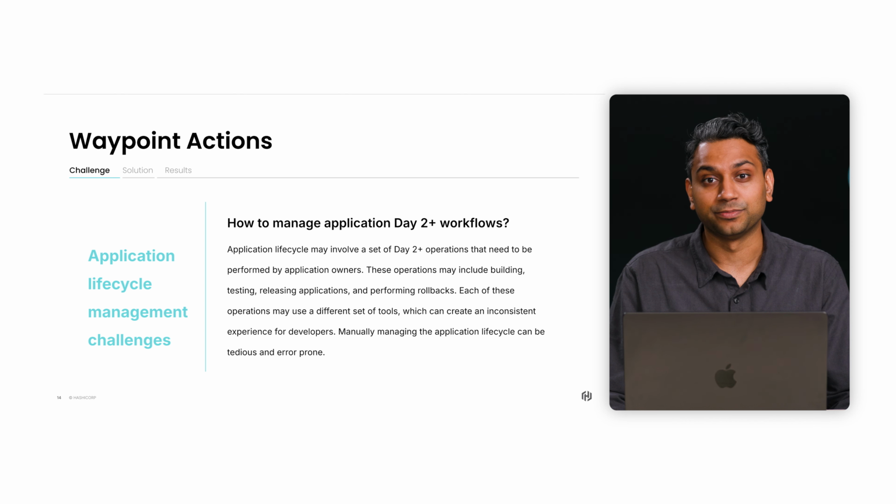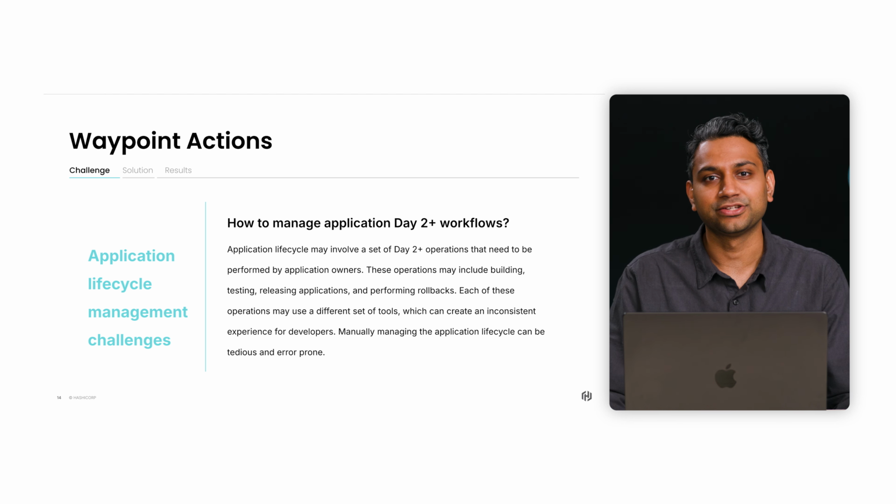Application lifecycle management involves all stages of application development, from the creation until end of life. As the number of services grow in large enterprises, managing them becomes more complex. The stages of an application lifecycle may involve supporting operations such as building, testing, releasing, and rollbacks. Each of these operations may use different set of tools, which can create inconsistent experience for developers. Also, manually managing the application lifecycle can be tedious and error-prone.